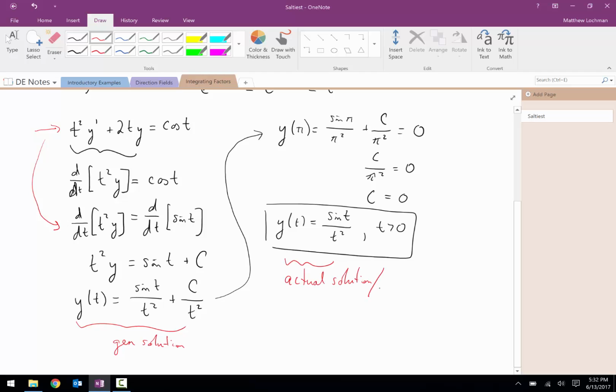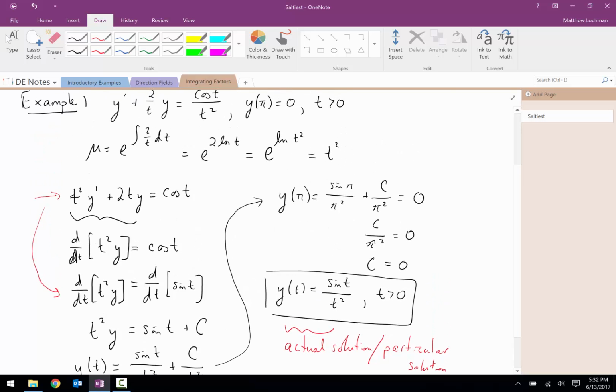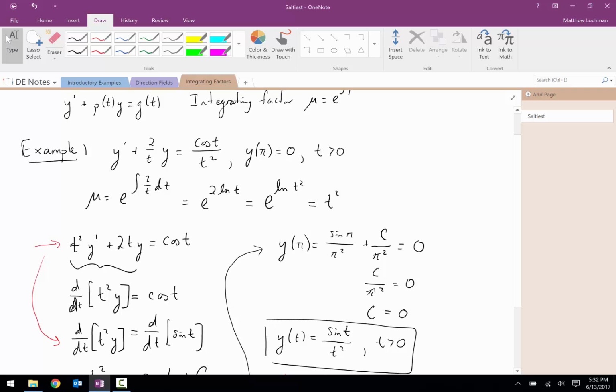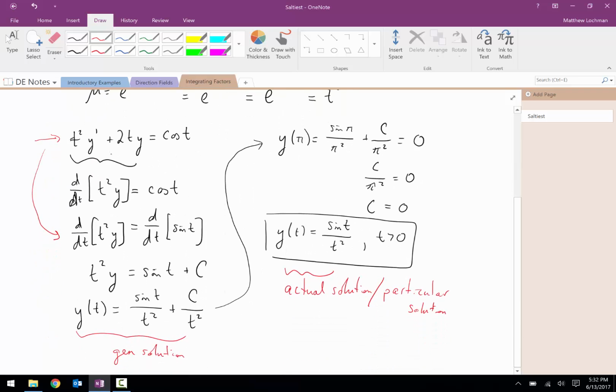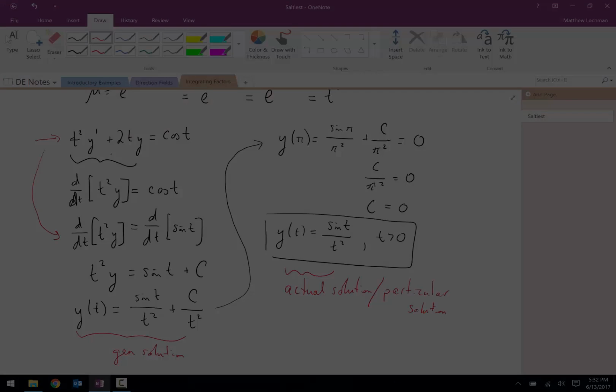But in a lot of textbooks, you'll see this as the particular solution, and that's how I'll refer to it most of the time. Okay, so anyway, that's our first example. We found the integrating factor in the beginning. We multiplied both sides, and then we basically undid the product rule through integration. Then we used the initial condition to find the value of c. We'll be doing that process in every problem in this section.